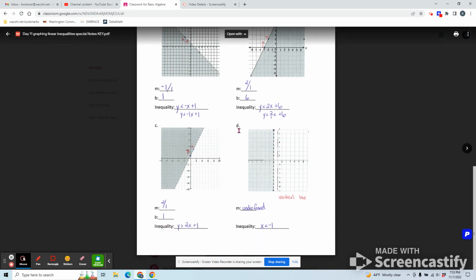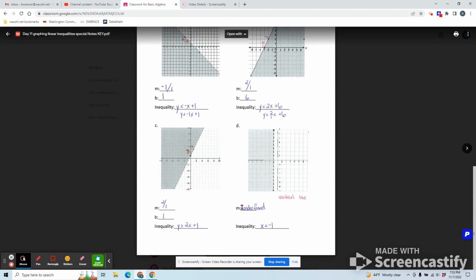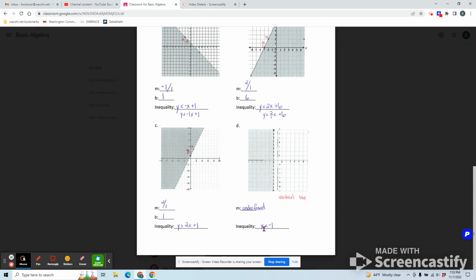Last one I want to talk about is letter D. It is a vertical line, so my slope is undefined. Anytime I have a vertical line, it's just x and then a constant. So since my numbers are all to the left of negative 1, I'm looking at smaller numbers. So x is less than negative 1. Anything in the shaded region is my solution.